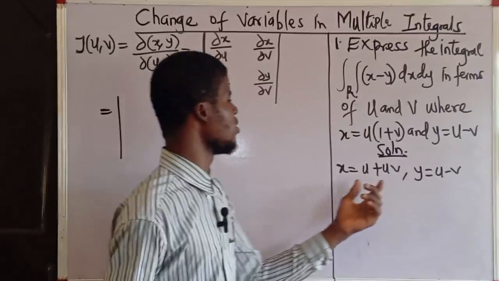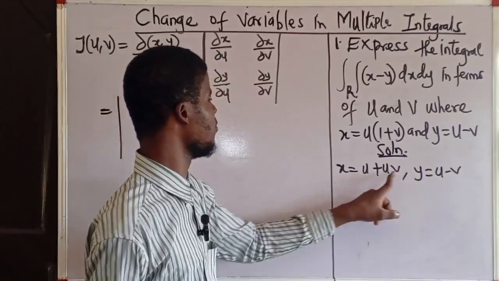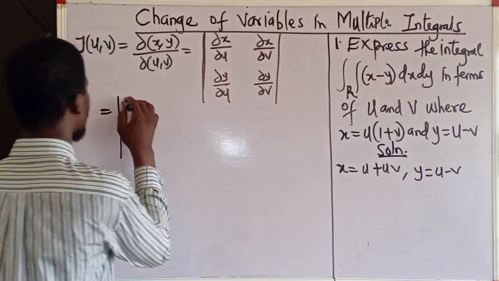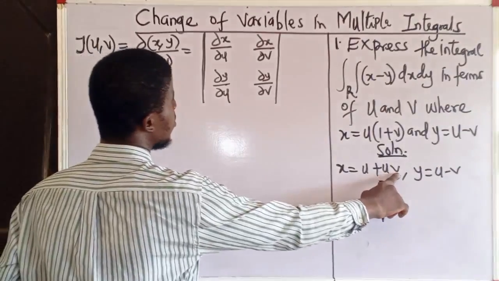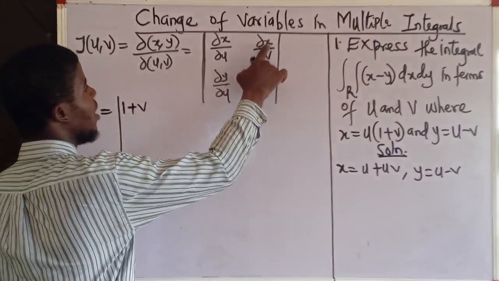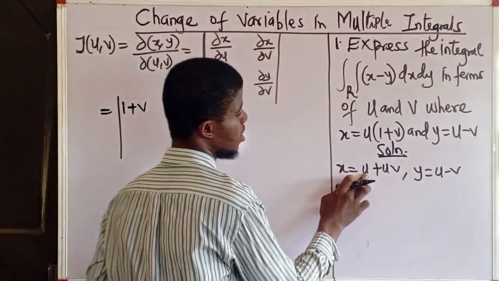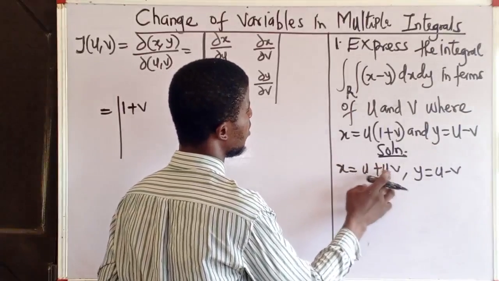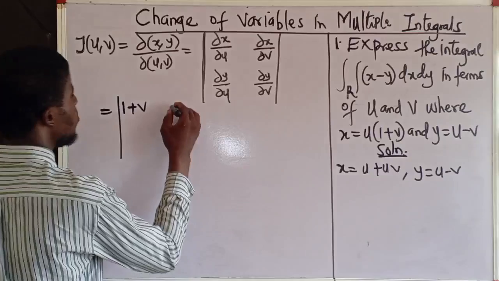What is the partial derivative of x with respect to u? Let's differentiate this with respect to u, taking v as a constant. If I differentiate u, I'll get 1. And if I differentiate uv with respect to u, where v is a constant, I'll get v. If I differentiate x with respect to v, u is a constant, so the derivative of u is 0. If I differentiate uv with respect to v, keeping u as a constant, that will be u.